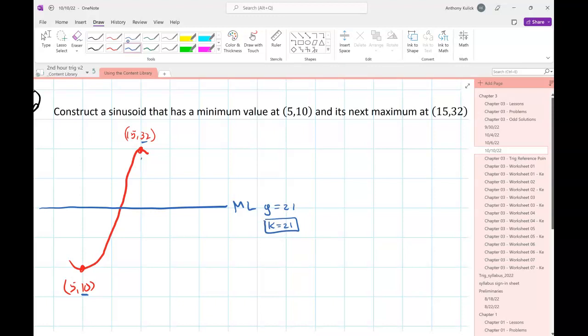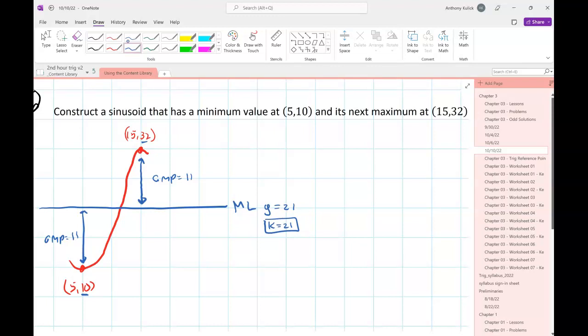And remember, the amplitude is the distance from an extrema back to the midline, right? So how far is it from 21 up to 32? 11. Or how far is it from 21 down to 10? Also 11. They need to be the same. So just checking at both places is a good idea to make sure you didn't make a goofer.